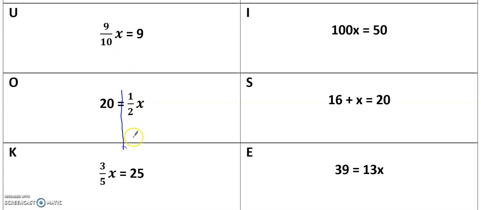So I'm going to put a little line through here. Obviously that went over too far. That's okay. Okay, 1/2 x equals 20. The coefficient of x is 1/2. Typically we would divide both sides by 1/2 because the inverse of multiplication is division. But instead, because it's a fractional coefficient, I'm going to multiply both sides by 2/1.